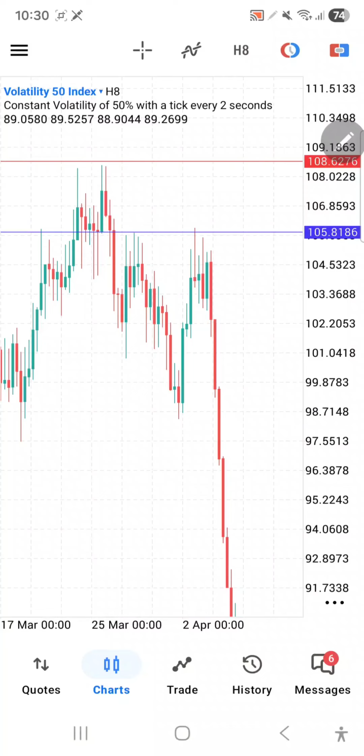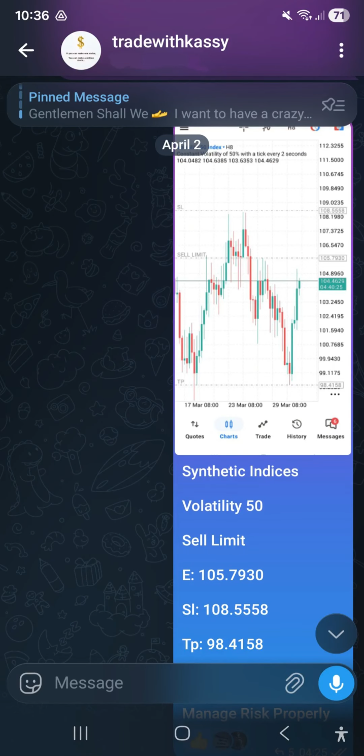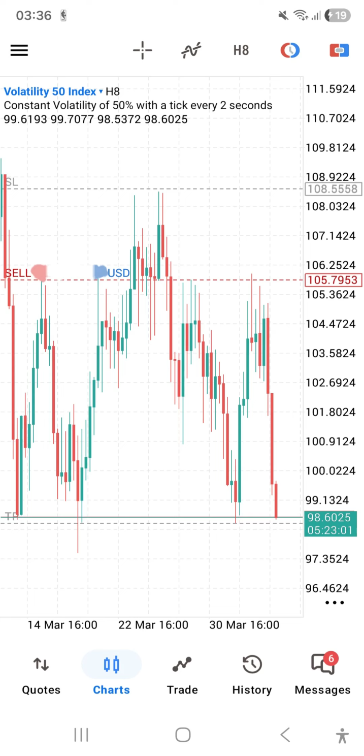This trade was a very smooth trade. Like I told you, I shared the trade with my students before it played out. You can see it here, and you can see when the trade hits final take profit. So let's break down this trade.